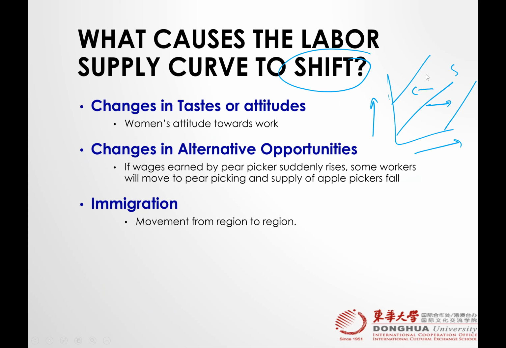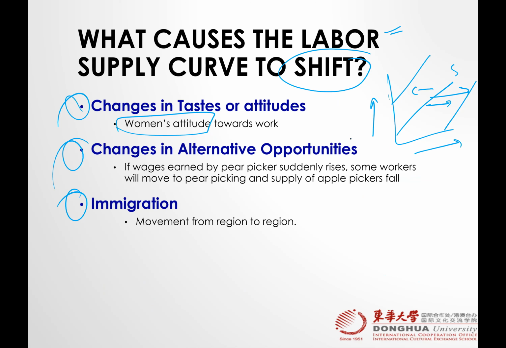I'm just going to give you the factors that cause a shift in the supply curve for labor. So changes in taste or attitude, for example, now attitudes are changing. Women are more into this work. When there are more workers who are willing to work, it means a shift to the right.